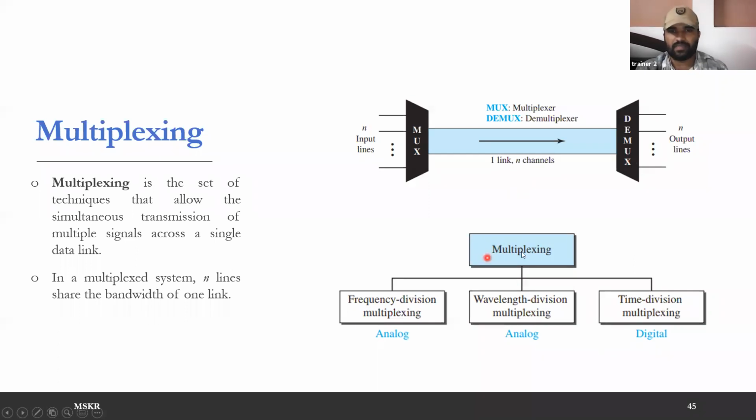As I said, multiplexing techniques can be done in different ways. One is frequency division multiplexing, where you divide the medium with respect to frequency. Another one is wavelength division multiplexing. Theoretically they may be separate, but actually both are almost the same.